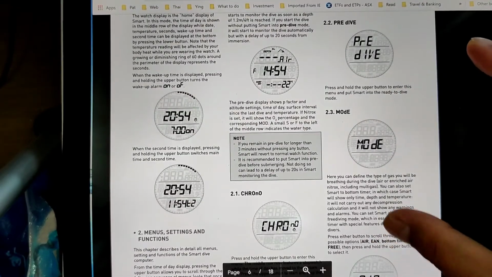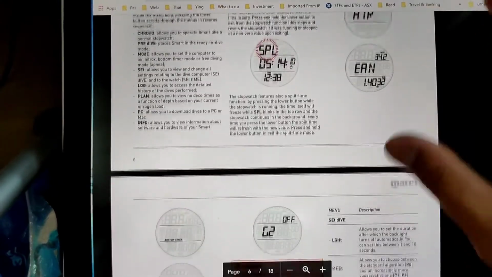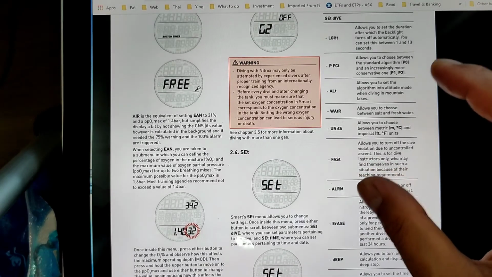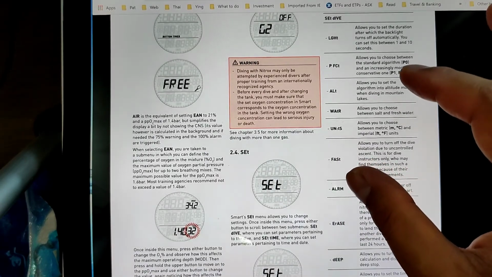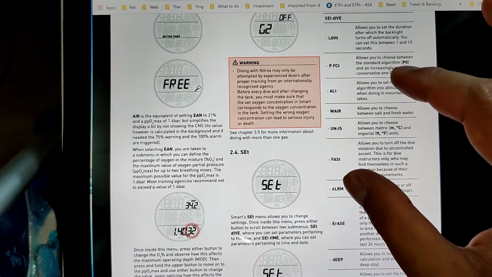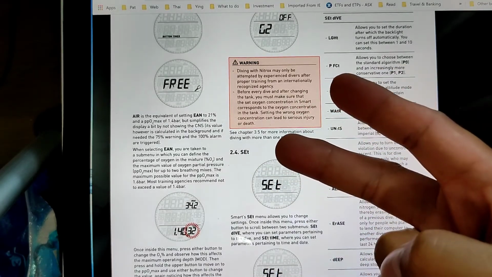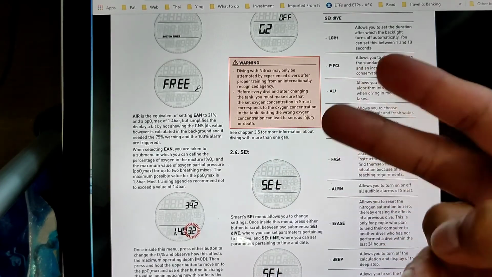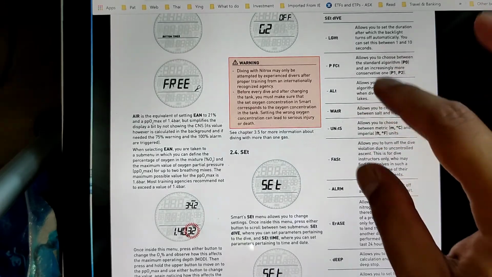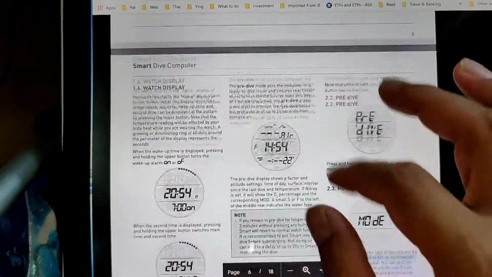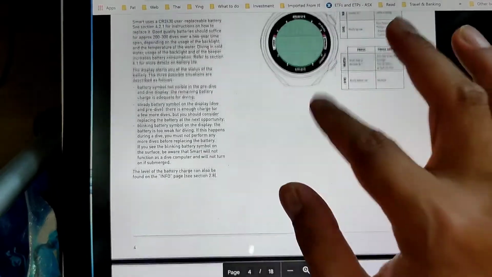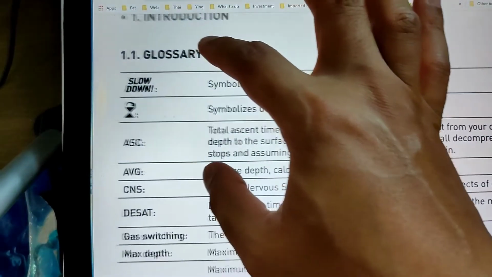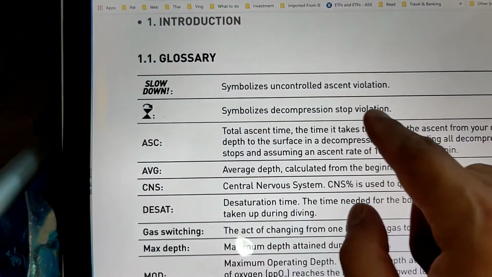Anything else that we should be aware of? Okay, if you violate what is said, for example, they tell you to do the decompression stop, like for me, I had to do 2 minutes at 3 meters on top of a normal safety stop, but I didn't do that. I just went up right away. It will have a symbol, it looks like an hourglass. Yeah, this one, which means decompression stop violation.